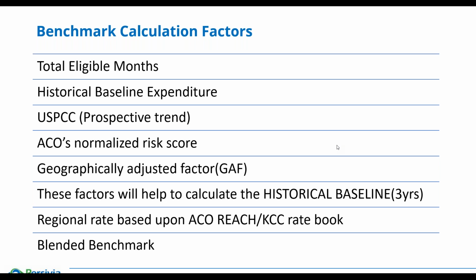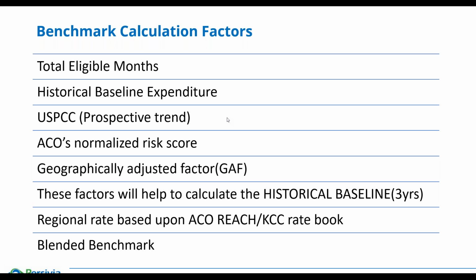Now, apart from this baseline, we also get the regional rate based upon the ACO Reach. This is a document that has been shared by the CMS. It's available on the ACO Reach page of the CMS website. All this data is used to calculate the blended benchmark.